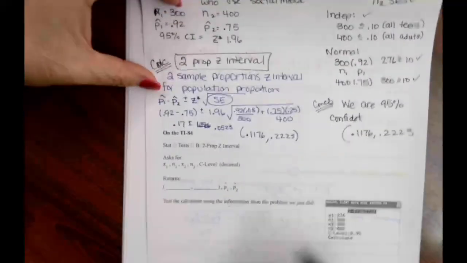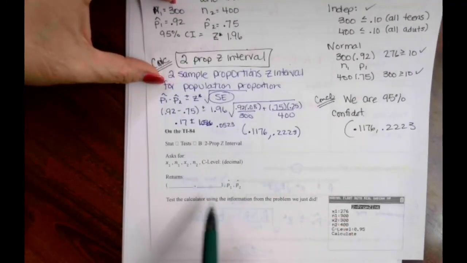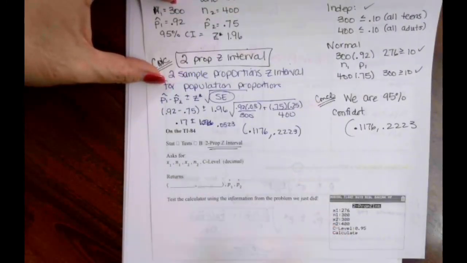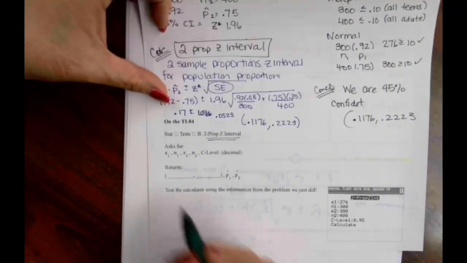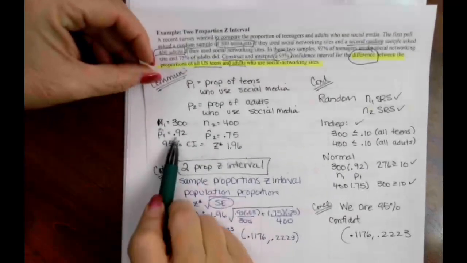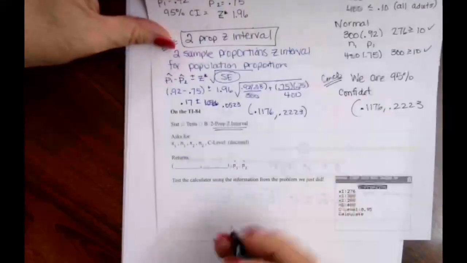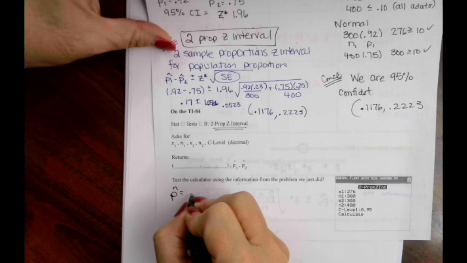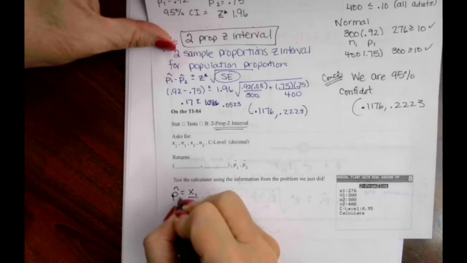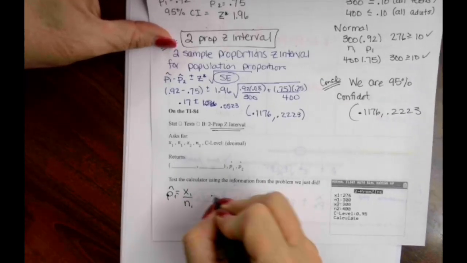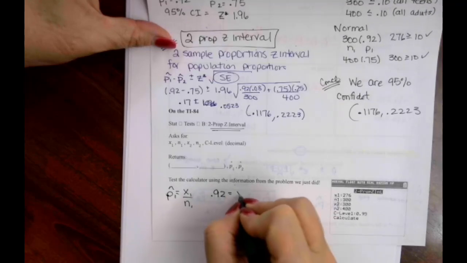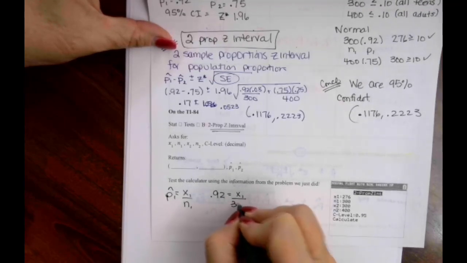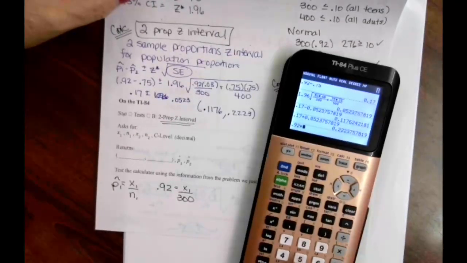Okay, so I wasn't thinking on this, but I can show you how to do this. So 2 prop z interval, when we went to the calculator, we see how this works. So I need x1. I don't have x1. I just have my sample proportion. But this is super easy to find. So we know that p hat is going to be x1 over n1. Okay? Well, if I know this is 0.92, and I know my sample size was 300, then my x value is going to be 276.